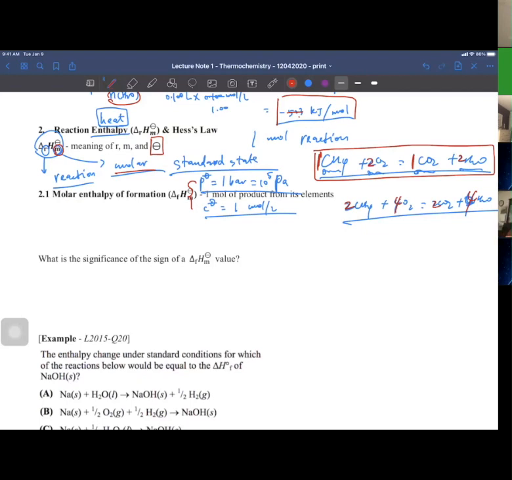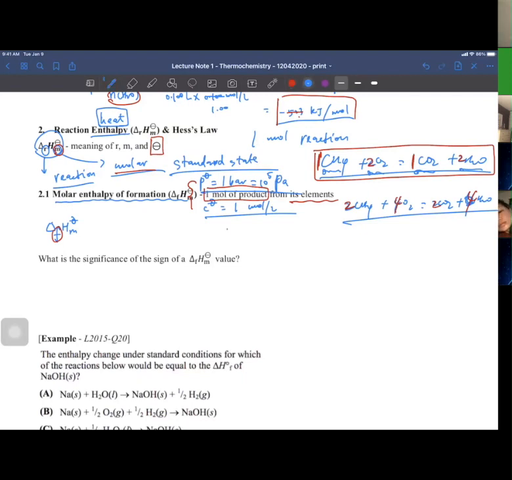So next, we are going to introduce a few reaction enthalpies. The first one, which is also the most important one, is called molar enthalpy of formation. We use delta F H standard. So I think the only new stuff is here, formation, right? How do we define this? It means first, you have 1 mole of product, but this product is produced from its constituent elements. Let me give you an example.